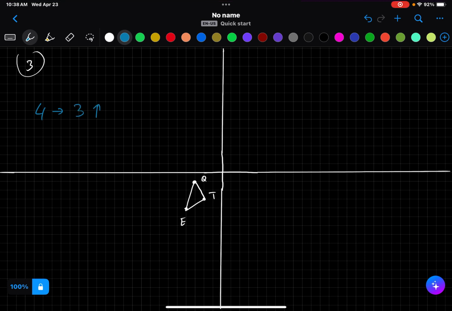Point Q is going to go 4 right, 1, 2, 3, 4, and 3 up, 1, 2, 3, right over here. T is going to go 1, 2, 3, 4 right, and then 3 up, right over here. And E, 1, 2, 3, 4, and 3 up, right in here. So those are your 3 points translated, and then you just connect them, and there you go. 4 right, 3 up. That's your new location for that triangle. Okay, so that is number 3. Pause that if you need to.